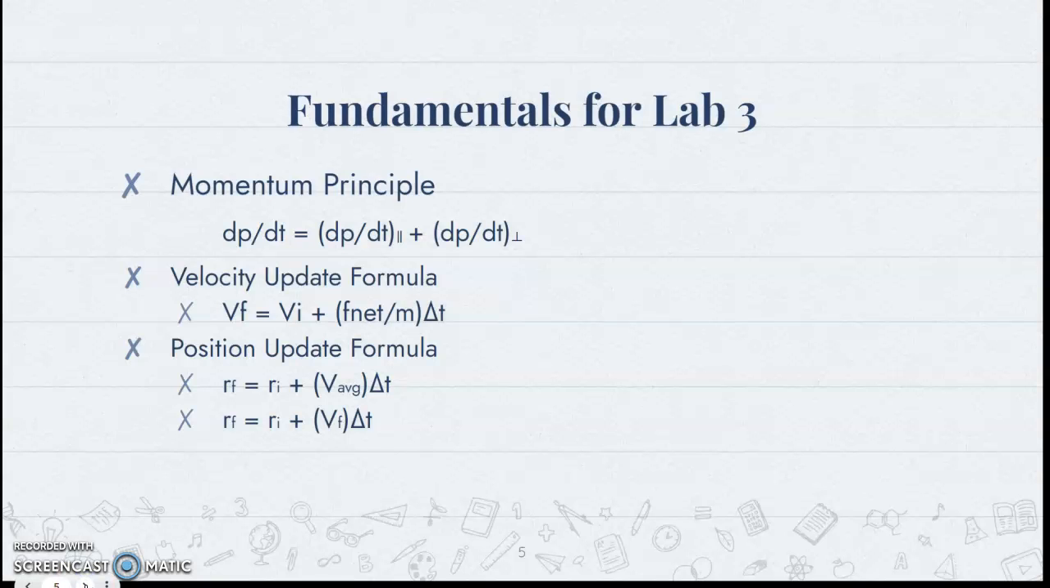But before we start, it is necessary that we go over the fundamentals. One of those is the momentum principle, which is derived from Newton's second law and states that the total change in momentum with respect to time is equal to dp/dt parallel plus dp/dt perpendicular. We also have the velocity update formula, which is v final equals v initial plus F net delta t. With that comes the position update formula, which is similar and is r final equals r initial plus v average delta t.